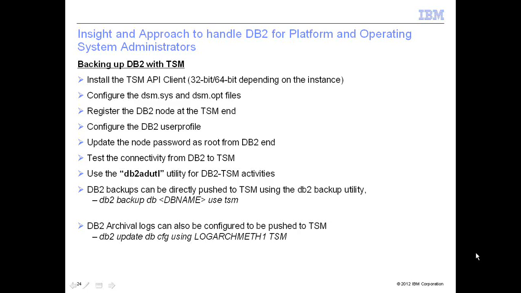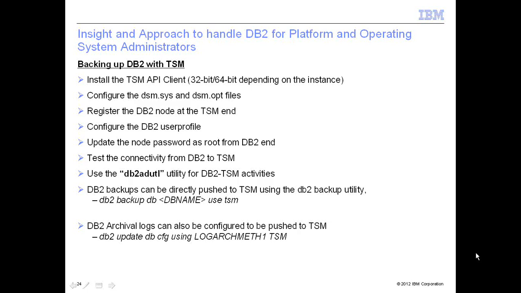So here I've just jotted down some simple steps to configure DB2 with TSM and take backups. Just install the TSM API client. You have both the 32-bit and 64-bit clients, depending on what instance you're using. You have two files called dsm.sys and dsm.opt. Configure these files with information that you require from the TSM administrator. These are simple parameters such as the server name of TSM, the node name and the port number. Make sure this is registered at the TSM end. Again, you can interlock with the TSM administrator who can give you inputs on that.